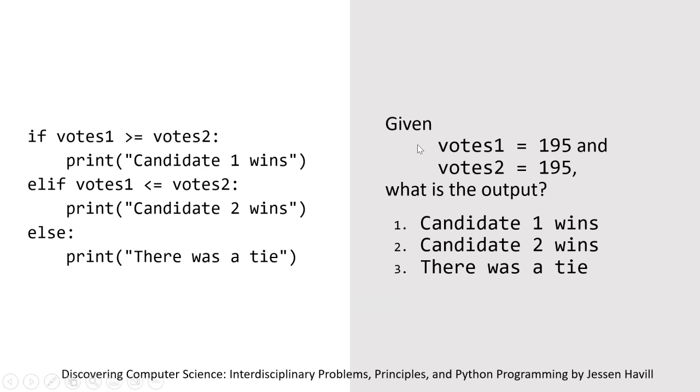Now let us consider these two inputs where votes 1 and votes 2 are equal to 195. Here both the votes are equal. So what will be the output in this case? In this case, the condition is greater than or equal to. So the output will be candidate 1 wins, and it will simply print this because we have the equality operator here. It will not execute the else if and else part. So in this case, the output is candidate 1 wins.